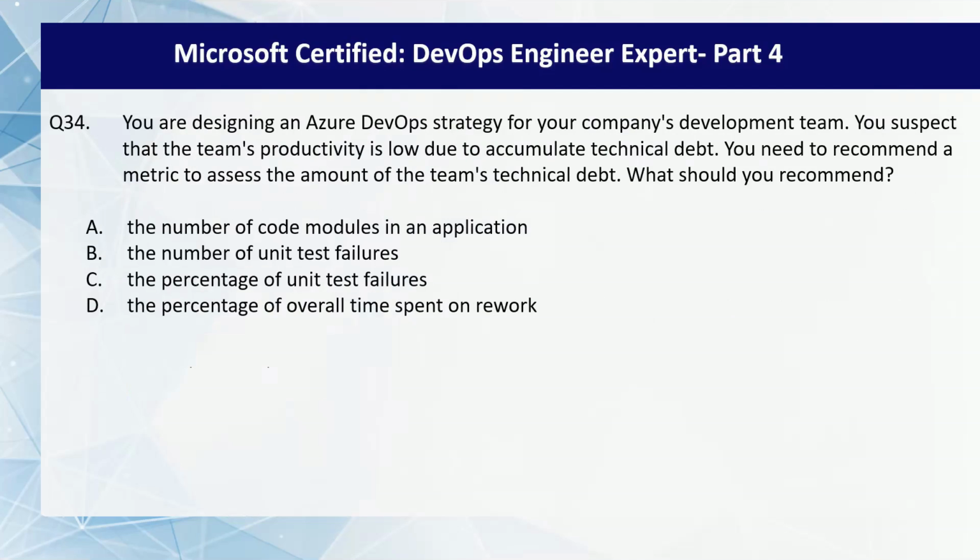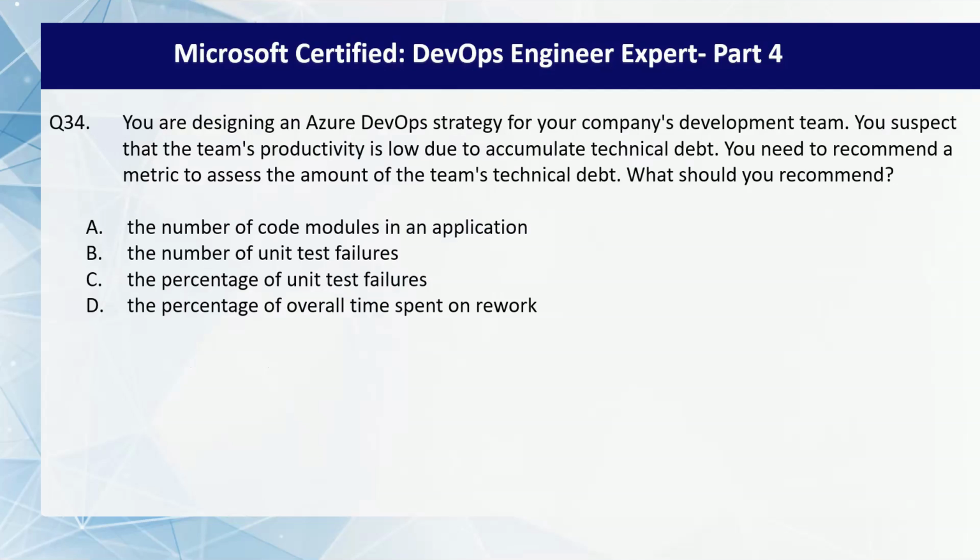Next question. You are designing an Azure DevOps strategy for your company's development team. You suspect that the team's productivity is low due to accumulated technical debt. You need to recommend a metric to assess the amount of the team's technical debt. What should you recommend? Your options are the number of code modules in an application, the number of unit test failures, the percentage of unit test failures, the percentage of overall time spent on rework.